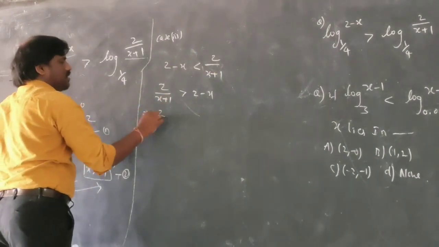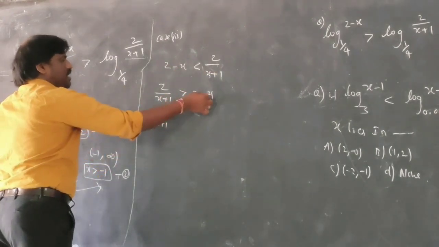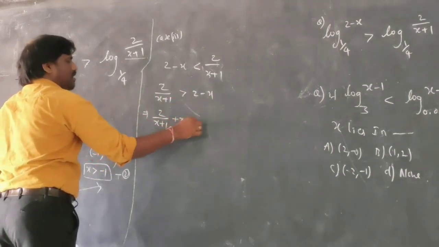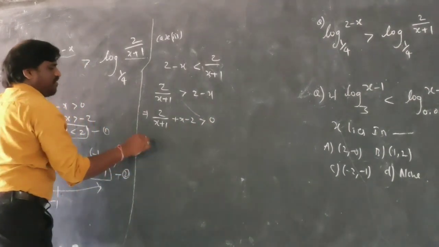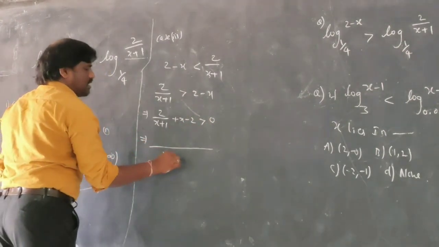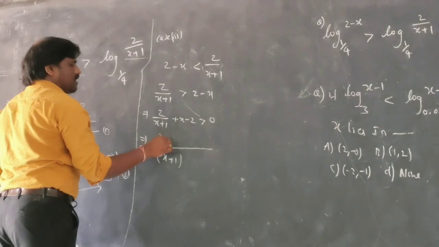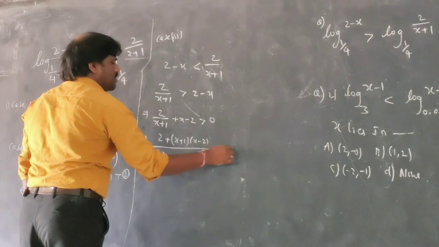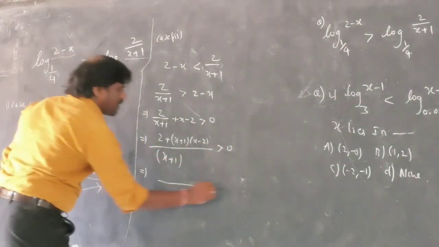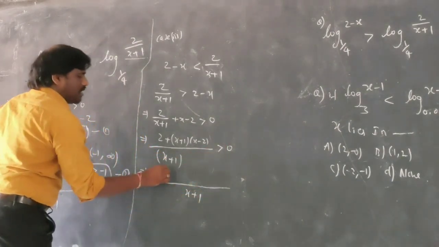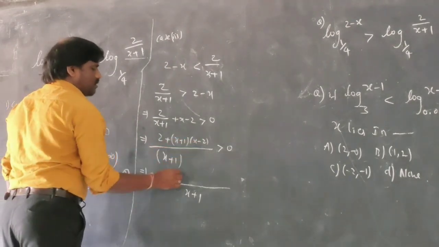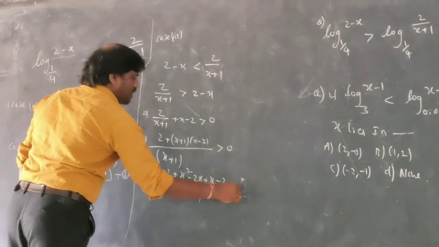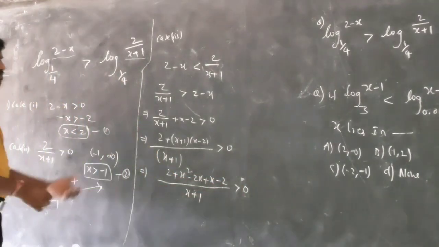So simplify this one. 2 upon x plus 1, send this minus x to this side as plus x, send this plus 2 to this side as minus 2, greater than 0. If you simplify this one, x plus 1 is the LCM. I get 2 plus x plus 1 into x minus 2, that is greater than 0. If you simplify this, I am getting x plus 1 and 2 plus, if you multiply x into x, x square minus 2x plus x minus 2 greater than 0. I am just simplifying this.